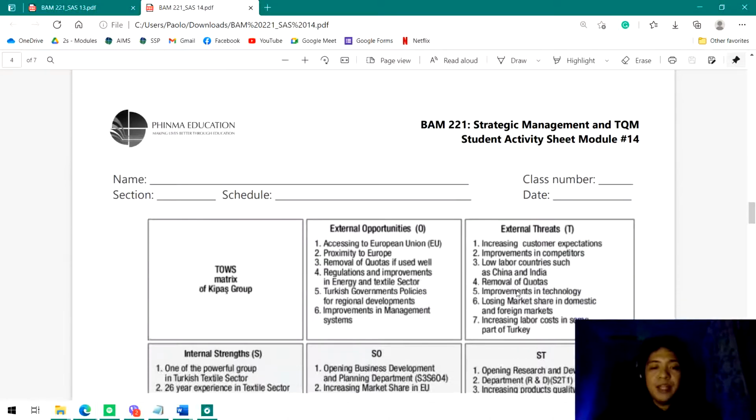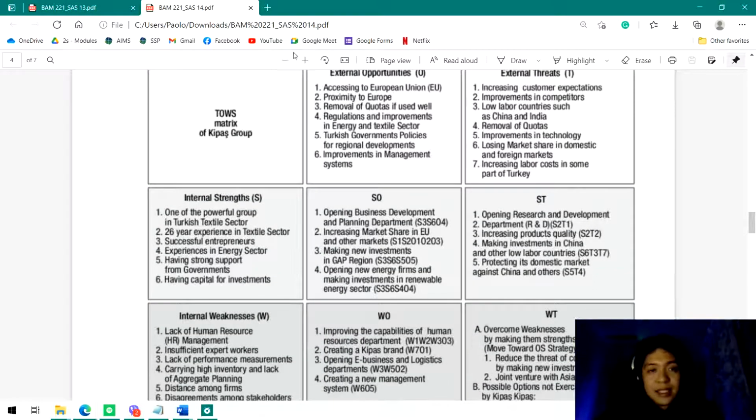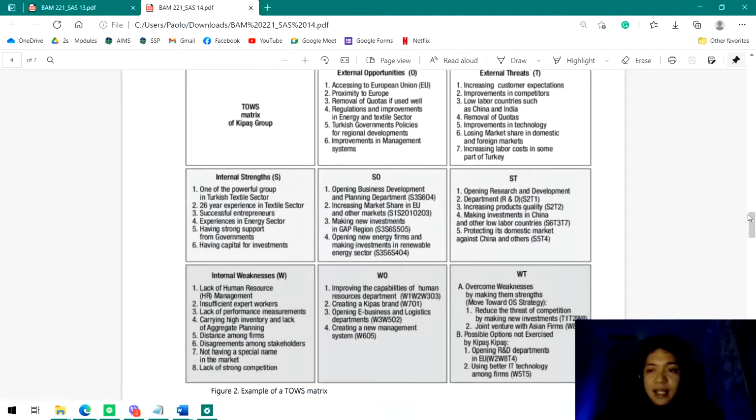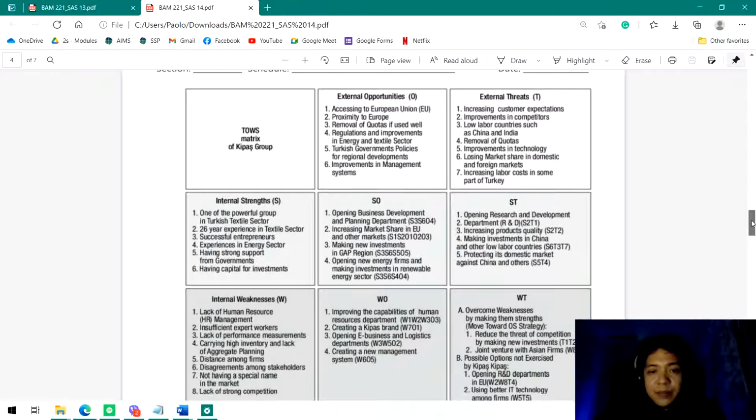So example, ayan ang example natin, isang TOWS matrix. Let's look for an example here. Let's say for example, eto. Teka, ba't parang baliktad to? Nasa columns ang strength and weakness. Anyhow, pagbaliktarin nyo na lang sila pag gagawa kayo. Now, let's do this. Internal strength nakalagay dito. Let's try to see S3.